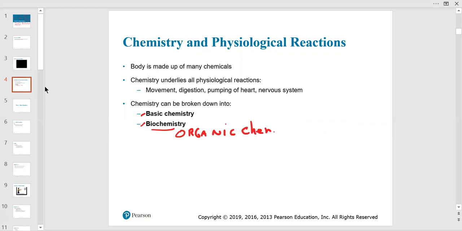But look, they're telling us already, because we're studying physiology, right? So we have to know about movement, because movement is a part of life. Digestion is a function of life. Pumping of the heart. Yeah, we need chemistry for this. I don't know if you know what that means, but you're going to learn it. And the nervous system, right?